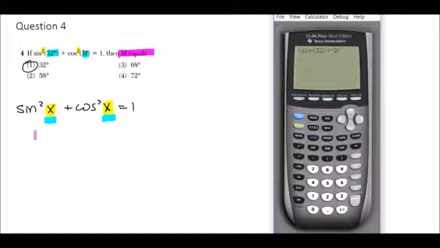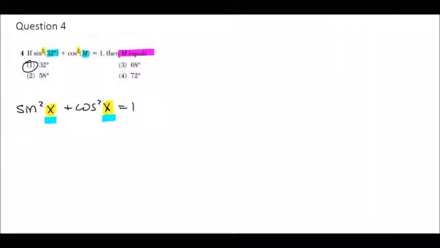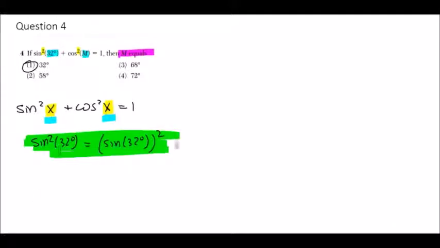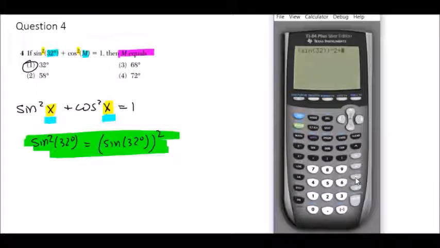We do need to remember that sine squared of 32 actually means sine of 32 all squared, right? We use that notation so as not to confuse it with squaring just the angle. So that's probably something worth remembering just as notation. But let's come back to this and put in the cosine of 32 squared. And we do indeed get 1.